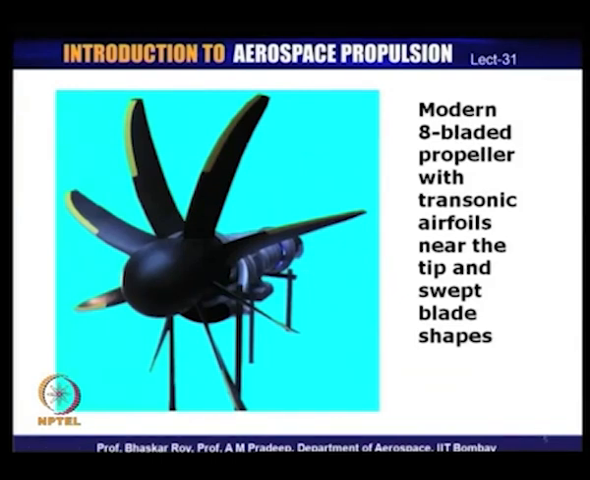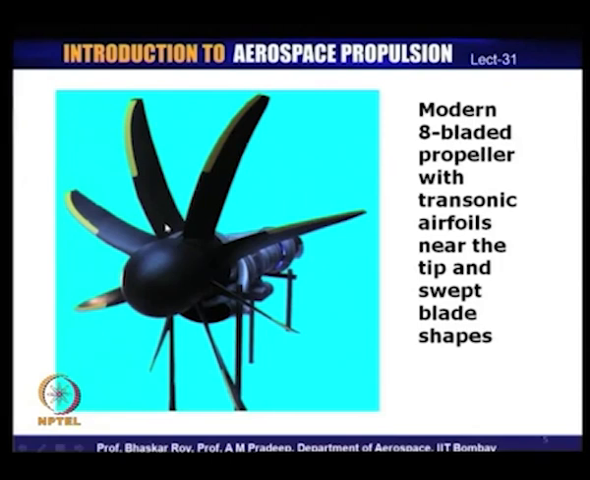We can look at a typical modern propeller. As you can see here, it is made up of 8 blades, and each of these blades is made up of a large number of aerofoil shapes, and some of the aerofoil shapes towards the tip of the propeller are very likely to be transonic aerofoils.